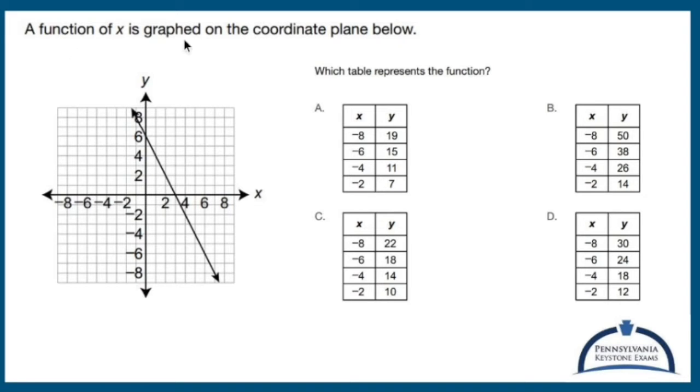A function of x is graphed on the coordinate plane below. So here's the problem with this guy right here. I try to do -8, can't see it. Try to do -6, can't see it. Try to do -4, can't see it. Try to do -2, really can't see it, but maybe I kind of can. When I do 0, I see 6. When I do 1, I see 4. When I do 2, I see 2. So every time I go left 1, I go up 2.